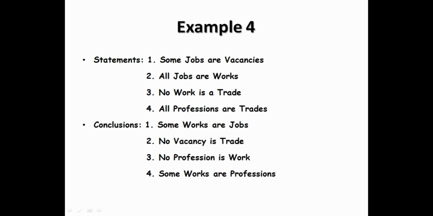Next example. Firstly, I am assigning all the values. Some means 50 and 50. All means 150. No means 100 and 100. All means 150. Okay. Now coming to the first conclusion, works and jobs. To get the relation between work and job, statement 2 itself is sufficient, right? So it's a positive one and given positive, that is okay.